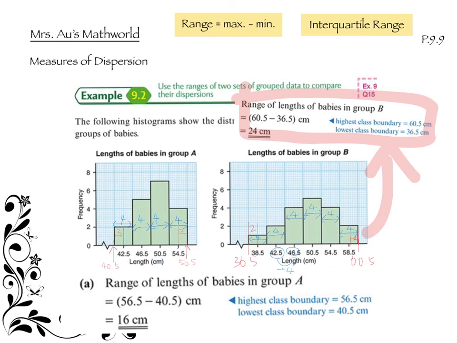Okay, so for part B's comparison, you can do it yourself. In this session, I hope you can understand the meaning of range. Especially for this kind of case, don't forget to find the upper class boundary and the lower class boundary first before you calculate the range.